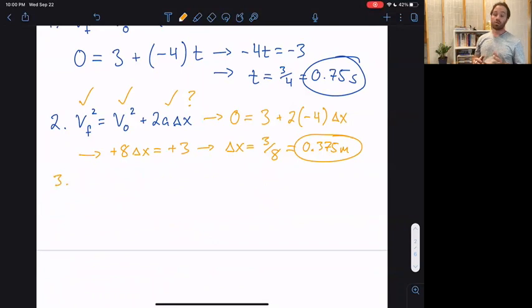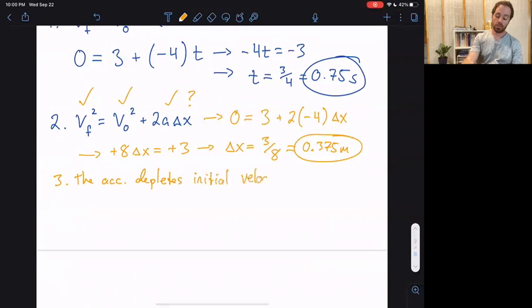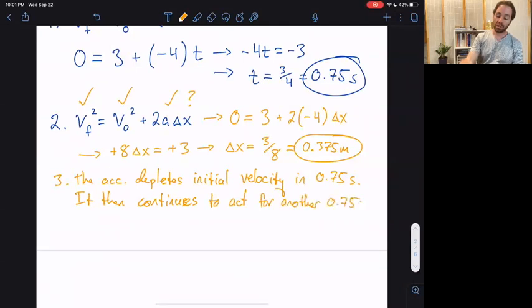The ball gets slowed down with a certain acceleration, right? It then is acted on with the same acceleration for the same time. So the acceleration depletes the initial velocity in 0.75 seconds. It then continues to act for another 0.75 seconds.